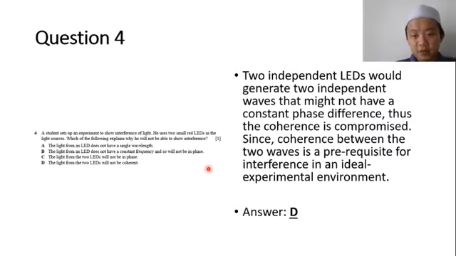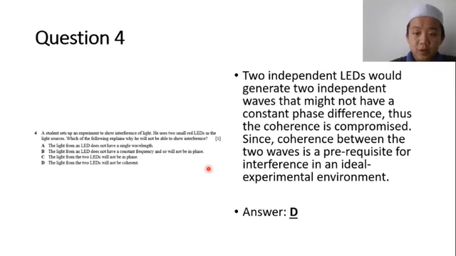Okay, question number 4. A student sets up an experiment to show interference of light. He uses two small red LEDs as the light source. Which of the following explains why he will not be able to show interference? So it's all a matter of coherence. Two independent LEDs will generate two independent rays that might not have a constant phase difference. Thus, the coherence is compromised.